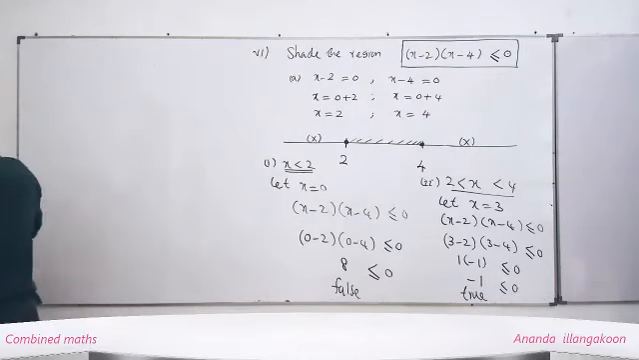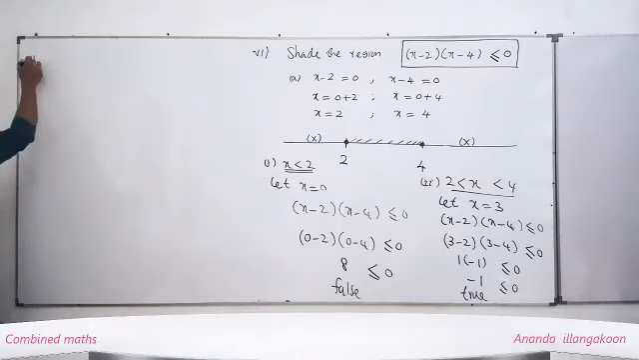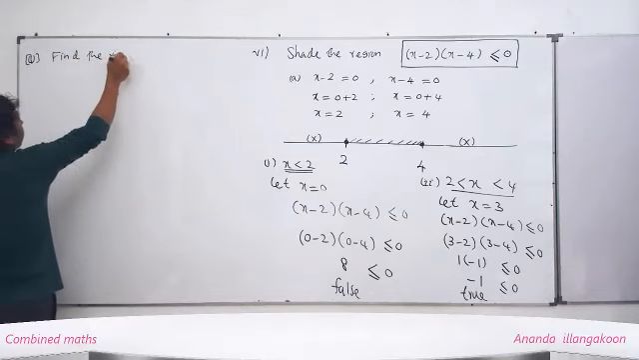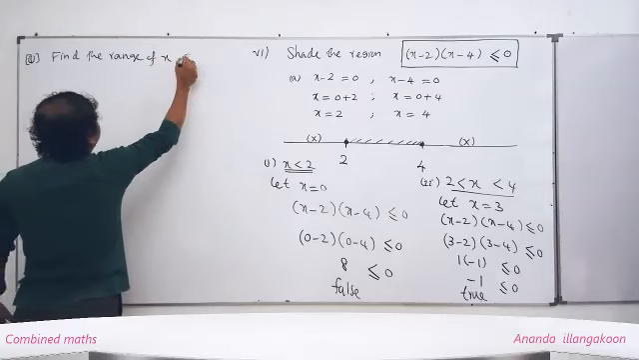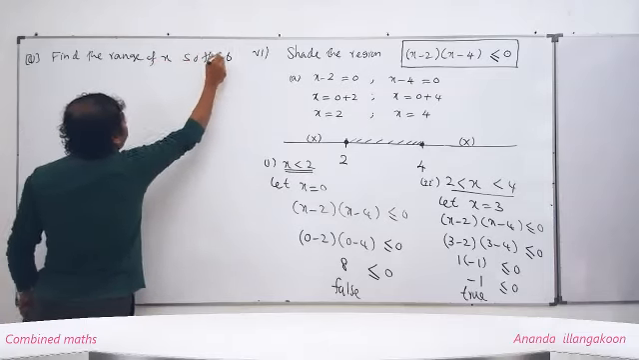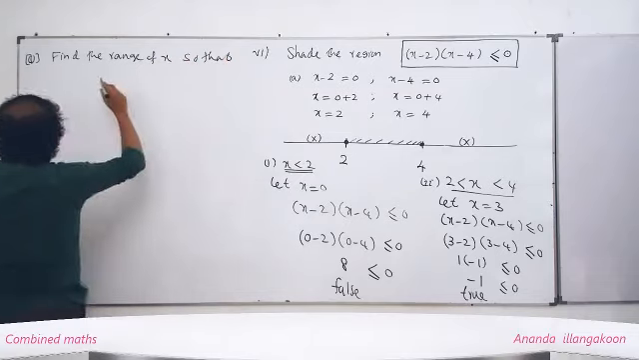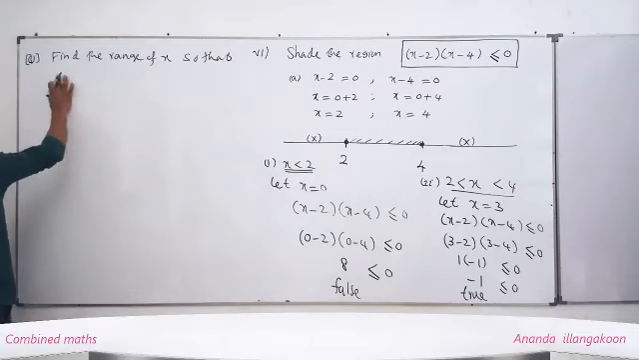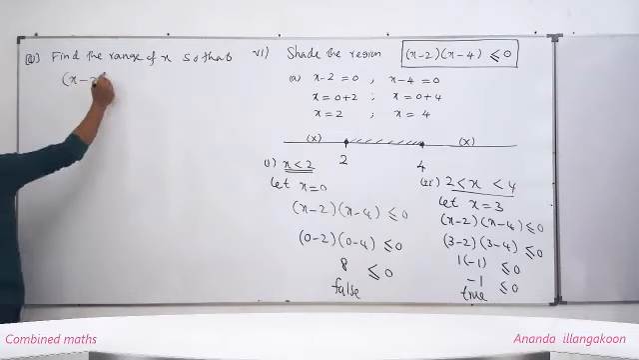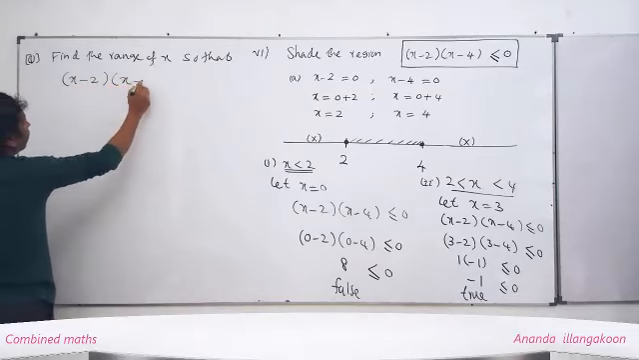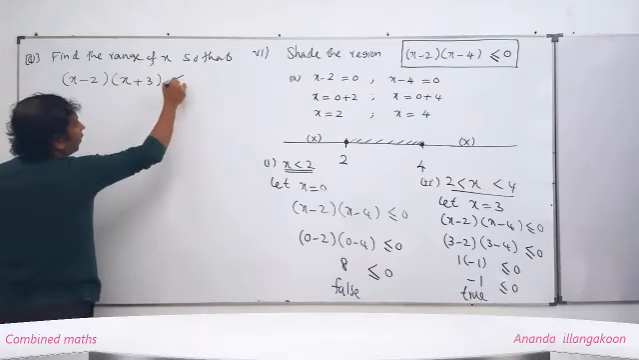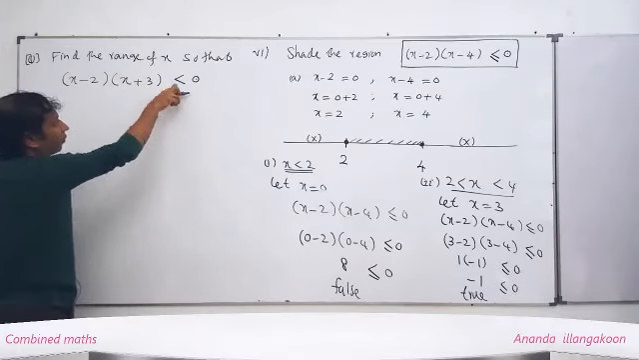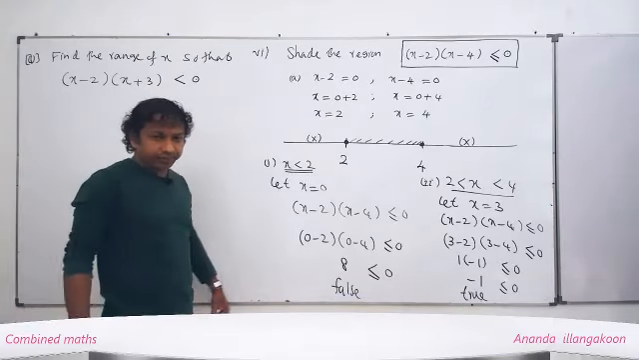Right. Next one, take this question. Find the range of x so that (x minus 2)(x plus 3), right, people, is less than 0. No equal sign, less than 0, yeah.